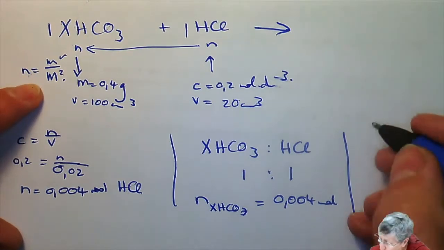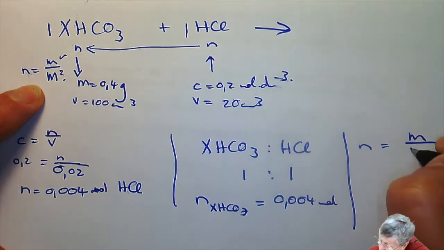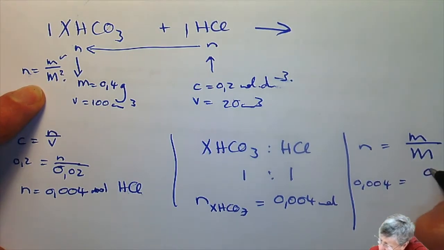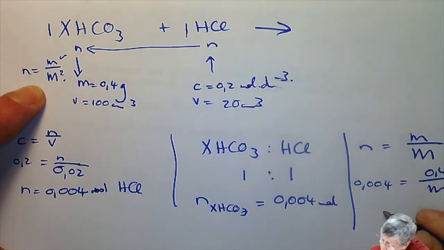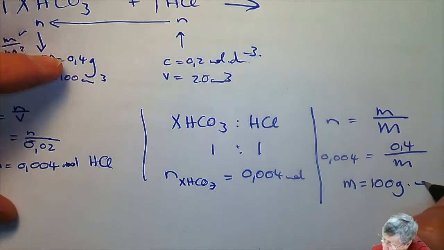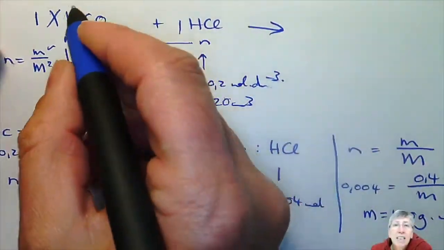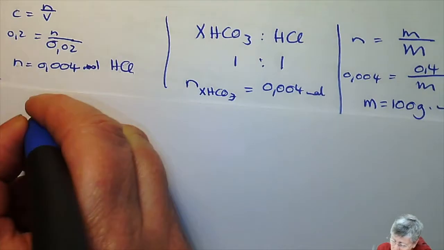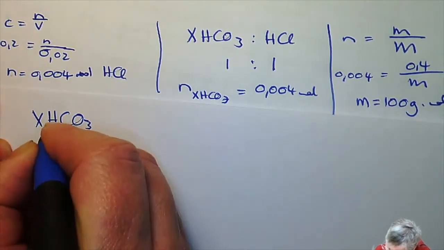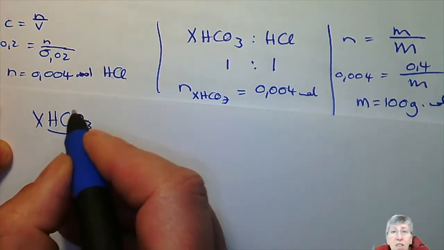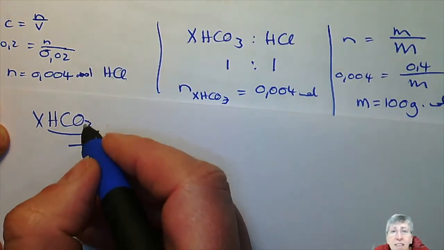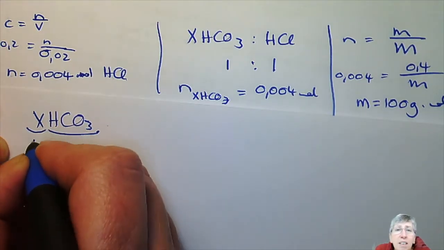Next up, I'm going to use my equation n equals m over big M. Moles 0,004, mass 0,4, and molar mass is the only unknown, and that gives you 100 grams per mole. So now at least I know the molar mass of this. So let's look at XHCO3. Now that part is a negative ion. Carbonates 2 minus, hydrogen 1 plus, or you can work with them all together. The actual fact is they are negative. And that tells me this must be a plus 1.